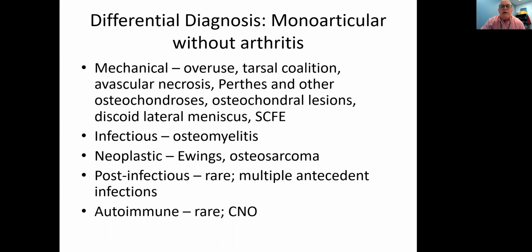Avascular necrosis, osteochondroses of multiple places. Perthes is the most common, but there are similar osteochondroses in other joints, including the wrist, the navicular bone of the foot. Osteochondral lesions present predominantly in the knee, but can be other places that are repetitive stress injuries, can have some effusion.